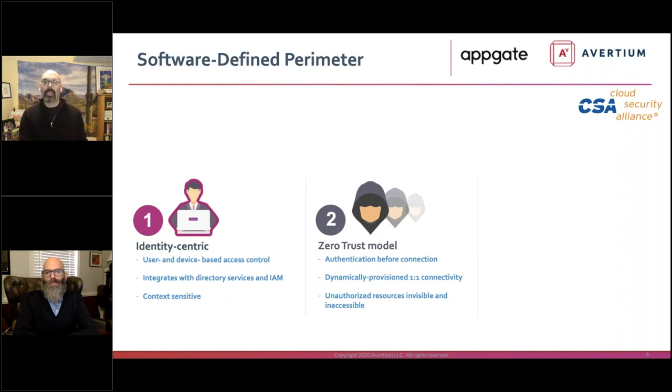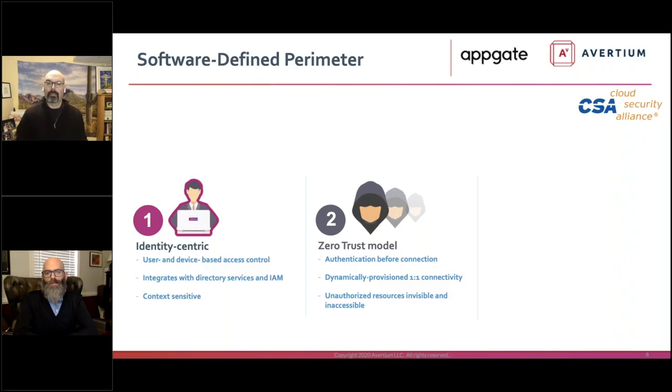Once a device has been authorized to connect, there's a process of authenticating the identity, evaluating the policies, and then dynamically provisioning what we call one-to-one connectivity. So each user gets a different set of essentially logical network connections on the network, based on who they are and on the contextual information that the policy engine evaluates. Everything else in the network is invisible.